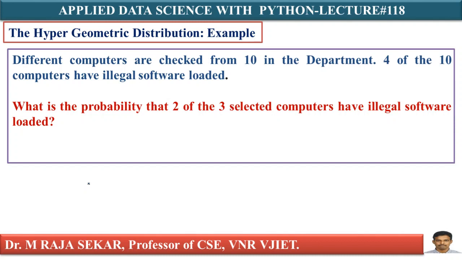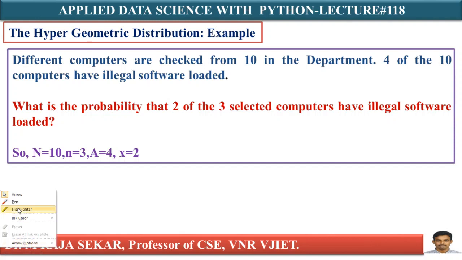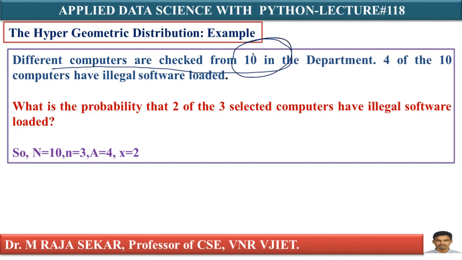So, what is my capital N? Capital N is given. N is your population size. What is the size of the population? Just check. Different computers that are checked, 10. Total number of computers in the department is 10. Therefore, my population size, capital N, is 10.